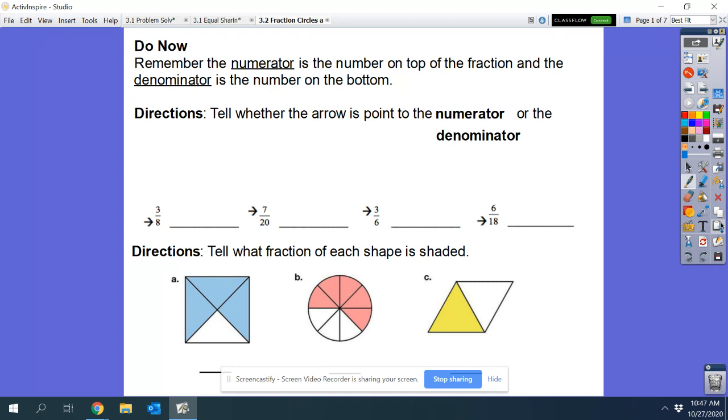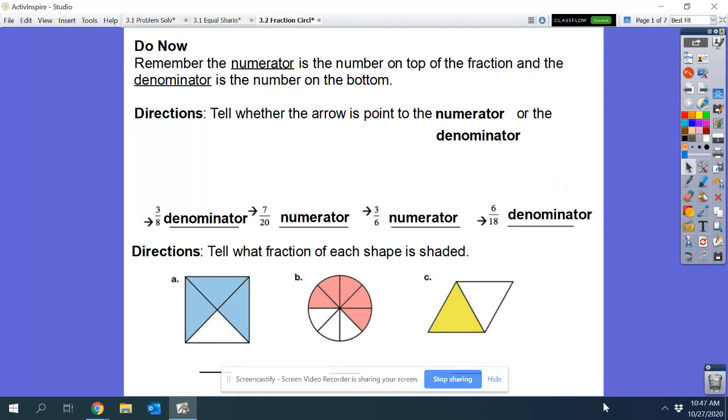Okay, here are the directions. Tell whether the arrow is pointing to the numerator or the denominator. As I go through, I want you to quiz yourself at home and practice saying the words. The first fraction is 3/8. The arrow is pointing to the denominator. The next one is 7/20. The arrow is pointing to the numerator. The next one, 3/6. The arrow is pointing to the numerator. And the last one, 6/18. The arrow is pointing to the denominator.